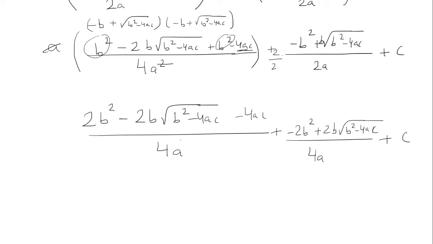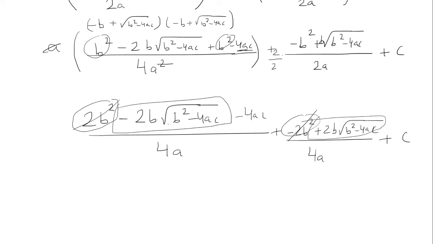Okay, so the first two fractions have the same denominator. We're going to add them. So notice we have 2b squared plus negative 2b squared. Those are going to cancel. We have negative 2b square root of b squared minus 4ac plus positive 2b square root of b squared minus 4ac. Those are going to cancel. So we're left with negative 4ac over 4a.